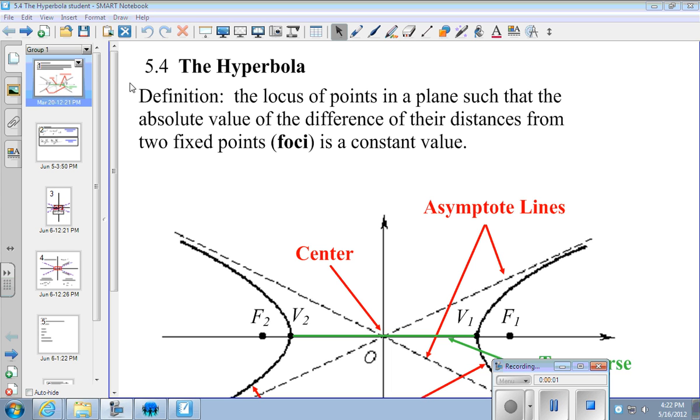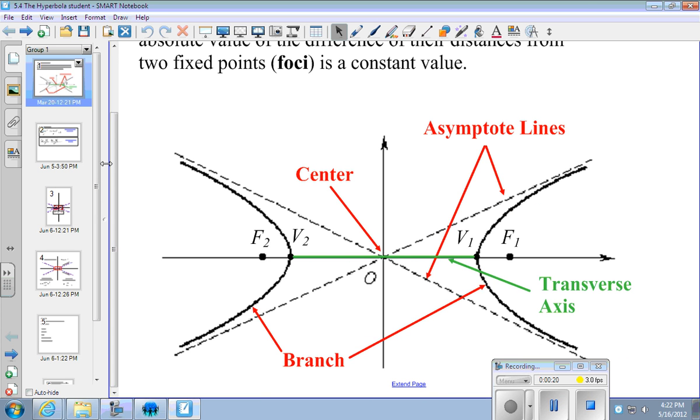Section 5.4, the hyperbola. The definition of a hyperbola is the locus of points in a plane such that the absolute value of the difference of their distances from two fixed points is a constant value. So notice the words difference of their distances and absolute value. Okay, so here we have a hyperbola.